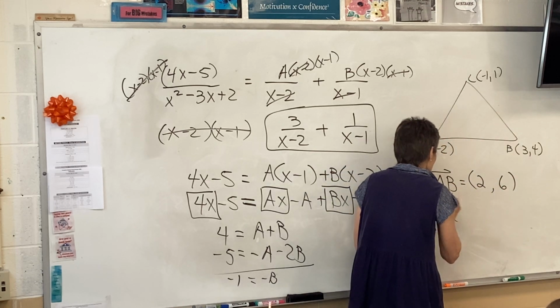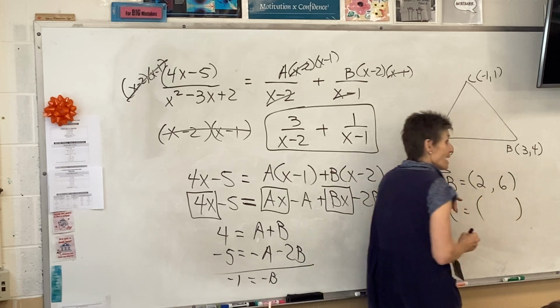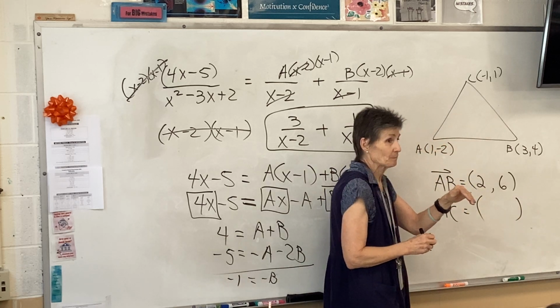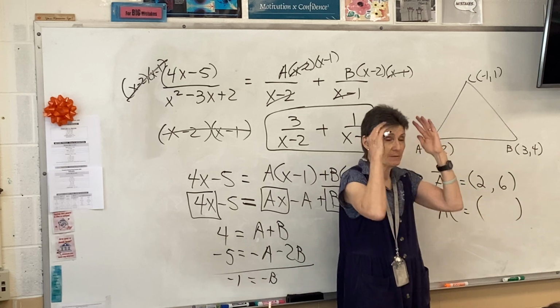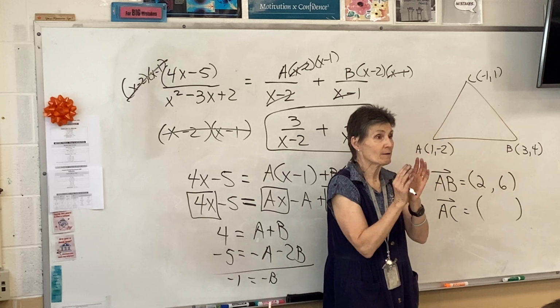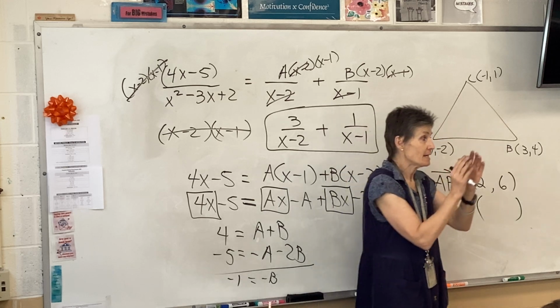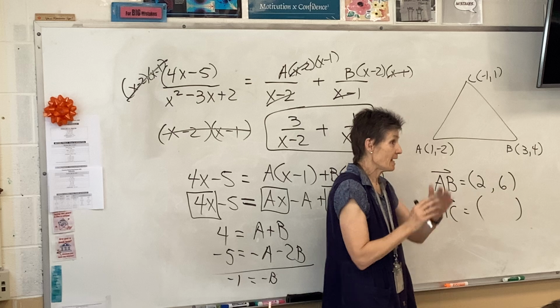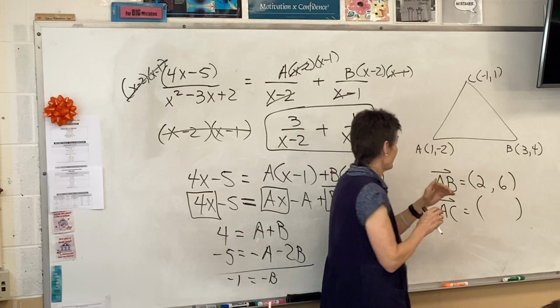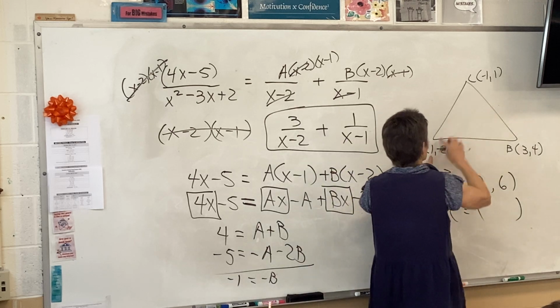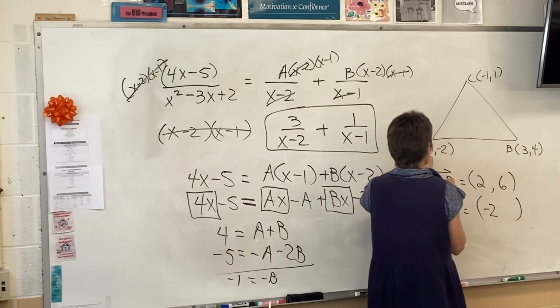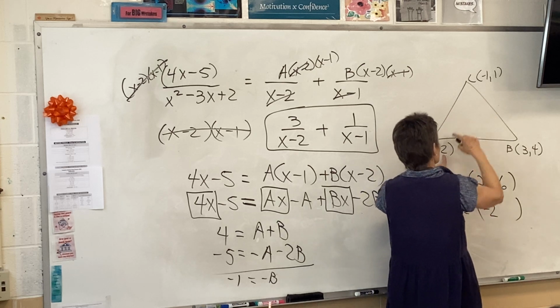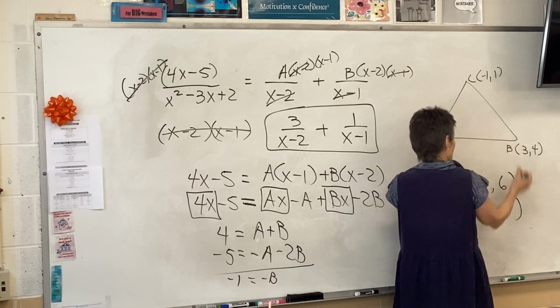Then figure out how you are going from A to C. All right, this is important. We're going from A to B and A to C. So A to C is -2, and -2 to 1 is 3.